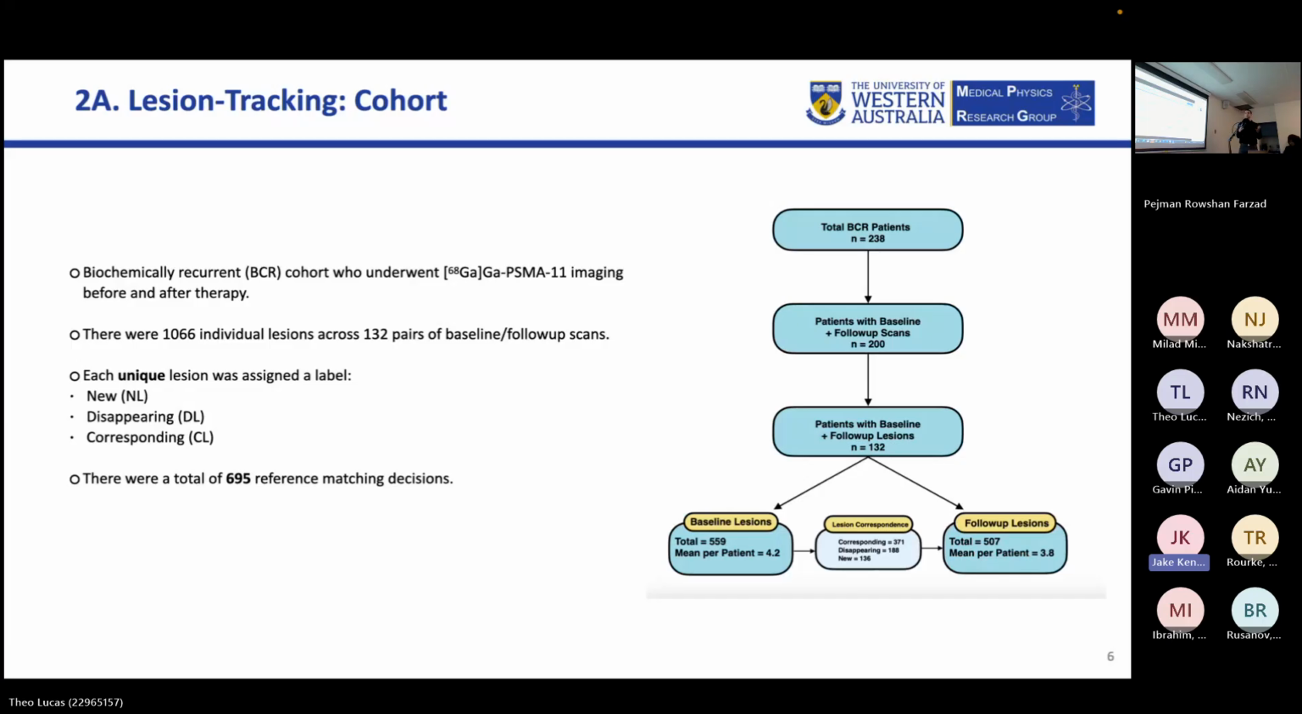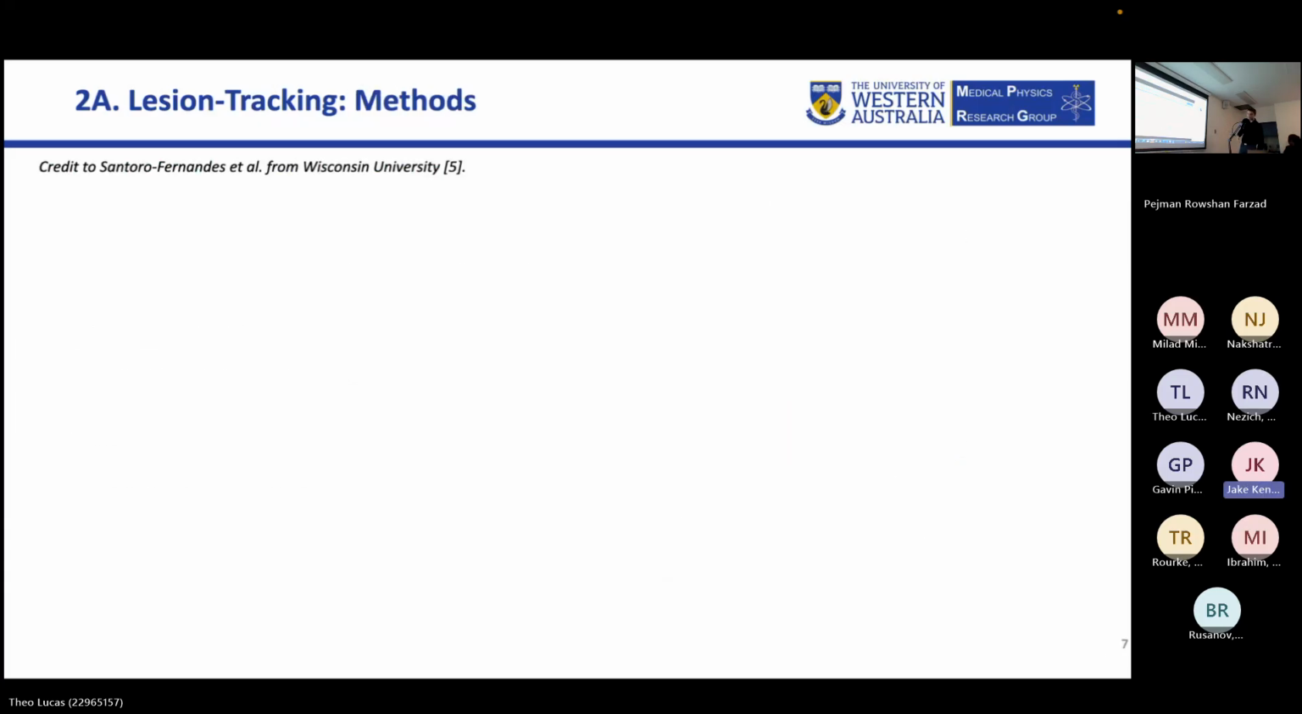To build the ground truth, so we could evaluate the performance of the algorithm, every unique lesion was assigned a label. It was either considered new, disappearing, or corresponding. And what I mean by corresponding is if there were 2 individual lesions on 2 scans that were actually identical to one another, those 2 lesions were assigned one unique label. And so this led to a total of 695 so-called reference matching decisions that could be utilized to validate the algorithm.